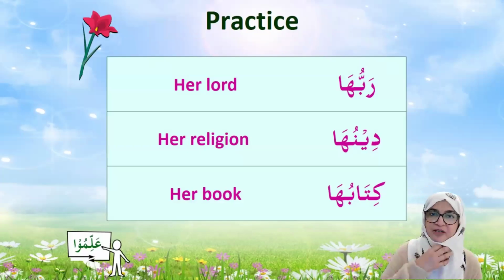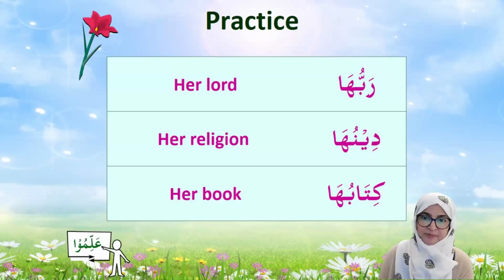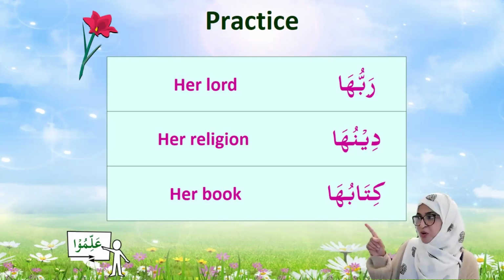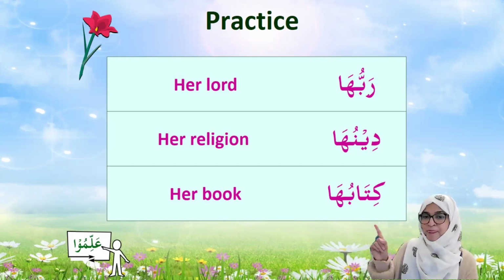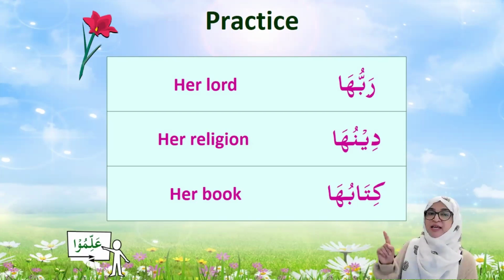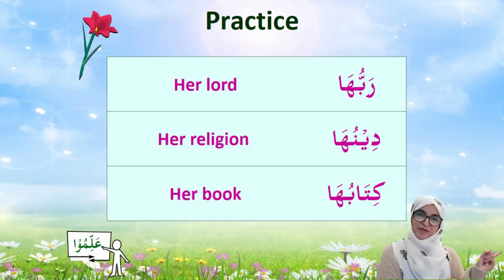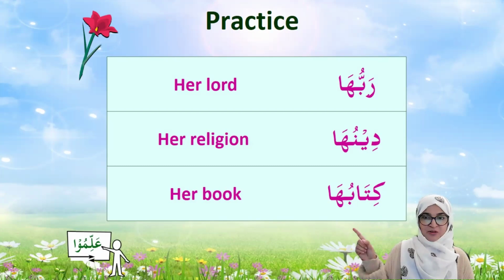So now let's take our favorite word, Rabb, and let's practice on that. Now, if I say for him, for the masculine, you will say Rabbuhu. Then you will say Dinuhu. Then you will say Kitabuhu. Correct? We have already learned this. You want to say his Rabb, we say Rabbuhu. His Deen, Dinuhu. His Kitab, Kitabuhu. Correct? Now we are going to switch and make it feminine. This was the masculine. Rabbuhu, Dinuhu, Kitabuhu.